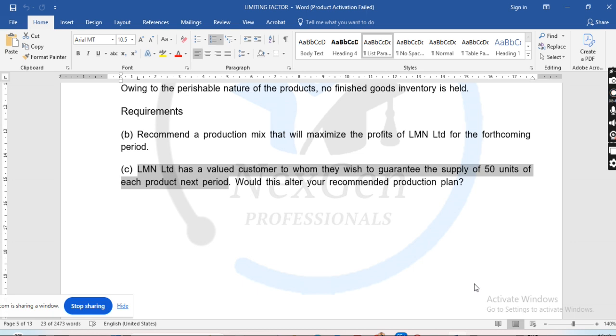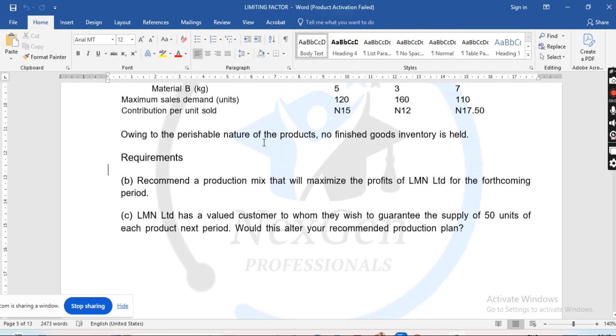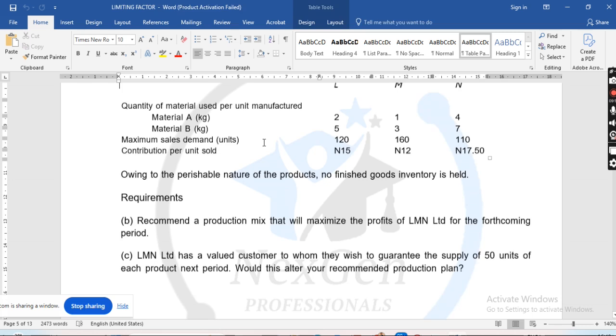There is a guarantee of 50 units of each product next period. Now the question is, would this alter your recommended production plan? Yes, it will, right? Because there is a guarantee. Then we will look at that at the end of this class, right? And that is part B and C.